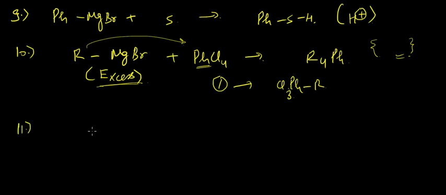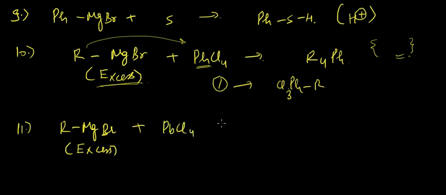Now we have something as RMgBr in excess again, and we have PbCl4. This time it's Pb. Obviously this actually happens at high temperature. I forgot to write high temperature and high pressure. It's given in the exam. Then only it would take place, otherwise it won't take place. So just remember this fact. We will be getting R4Pb.